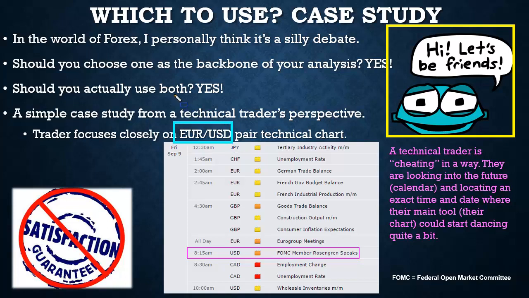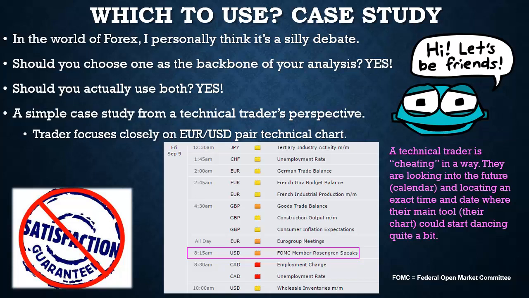And that's just the technical chart of the euro dollar. It's like their best buddy. Maybe they print it out and sleep with it at night. They're probably taking things a little too far there. Regardless, they are very focused on the euro dollar technical chart.